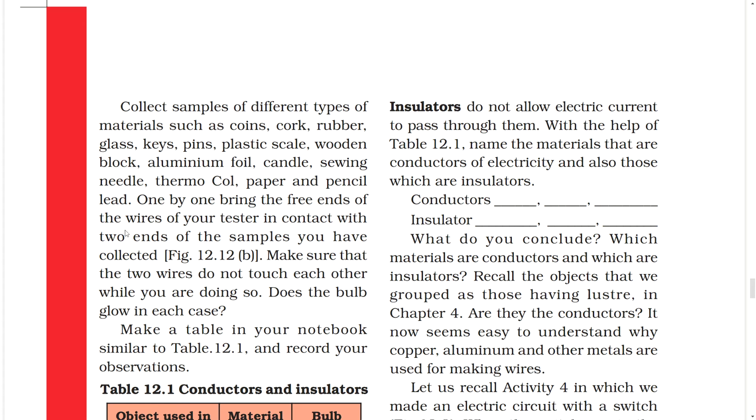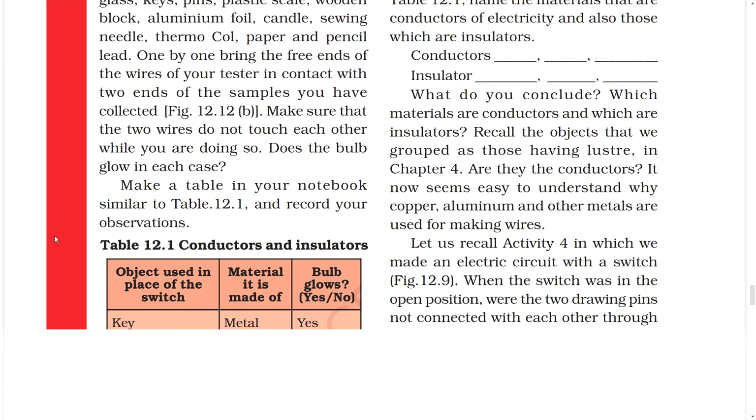One by one, bring the free ends of the wires of your tester in contact with the two ends of the samples you have collected. Figure B. Make sure that the two wires do not touch each other while you are doing so. Does the bulb glow in each case? Make a table in your notebook similar to the table and record your observations.